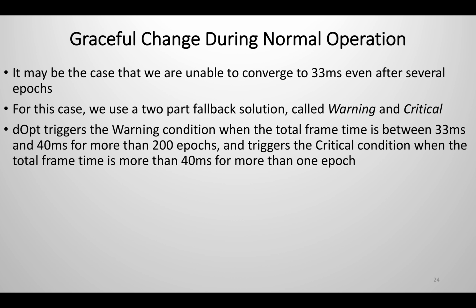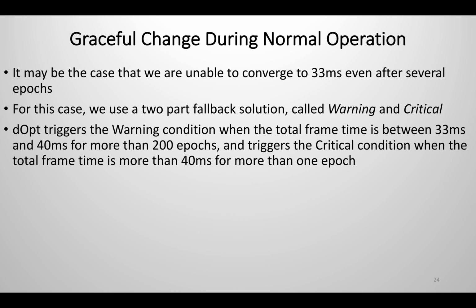Now, it may be the case that we are unable to converge to 33 milliseconds even after several epochs. For this case, we use a two-part solution called warning and critical. Now, DOPT triggers the warning condition when the total frame time is between 33 milliseconds and 40 milliseconds for more than 200 epochs. So by this, we mean that warning has a longer interval since there are many instances where the utilization spikes briefly. So it is given a longer interval in comparison to critical.